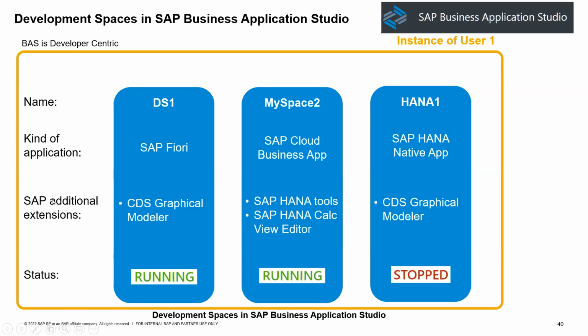There's also an option, we'll see this in the demo as well, to have additional extensions along with the kind of application. Like we choose CDS graphical modeler along with Fiori. We can choose HANA tools, HANA calculation view editor along with this, and so on. So name and kind of application, once a development space is created, cannot be changed, but we can still modify the additional extensions, or delete or add them as required. And you can see the status here: two are running, one is stopped.